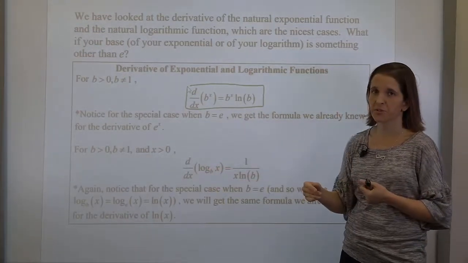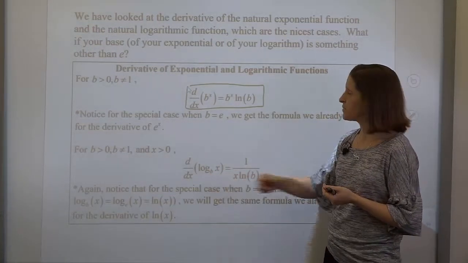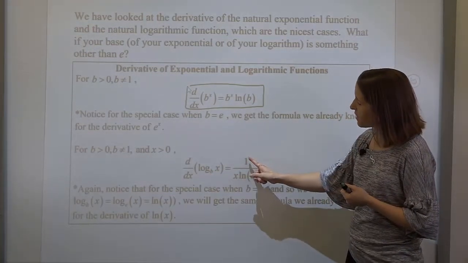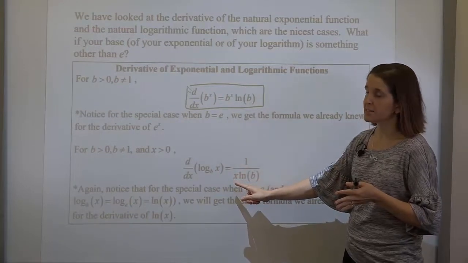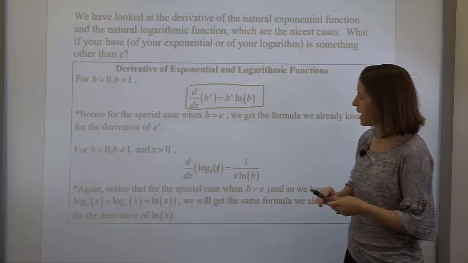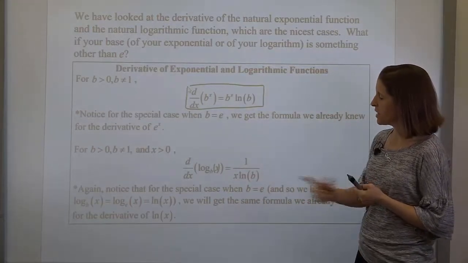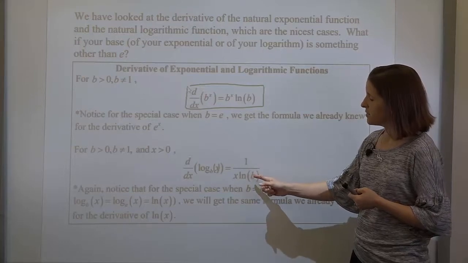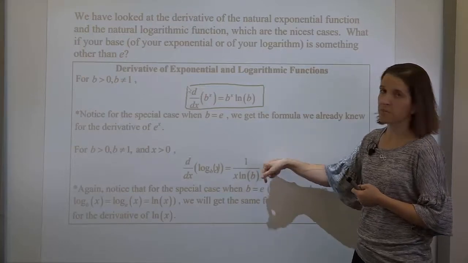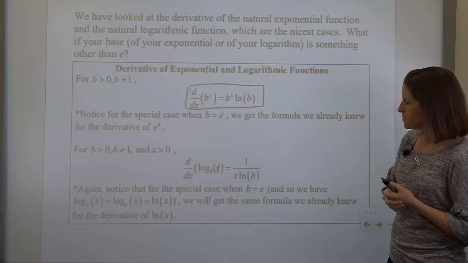Similarly for logs, ln is the short way of saying log base e of x, and its answer was 1 over x. Well, if your base is something other than the number e, then you still have that 1 over x, or 1 over its inside part. So remember, this is log of x, the x is the inside. But you have, again, the extra limit part, which turns out to be ln of the base. So in this one, the ln of the base lives in the denominator with the x.